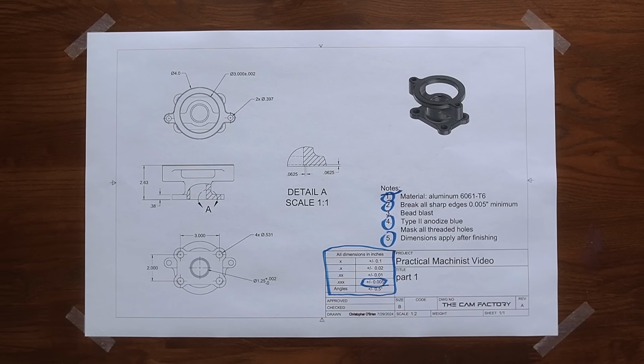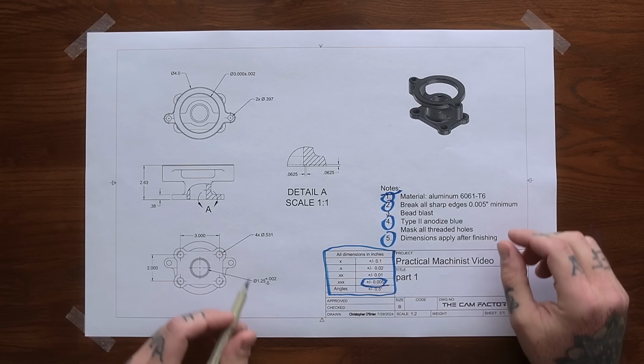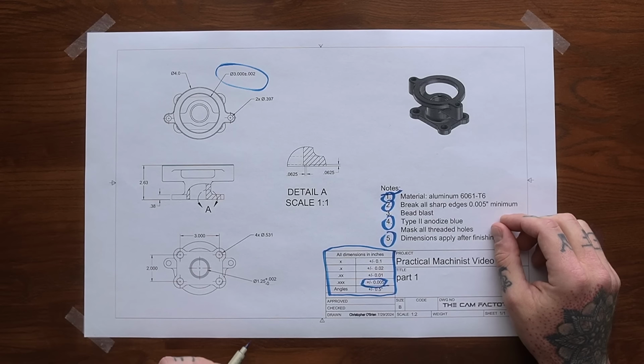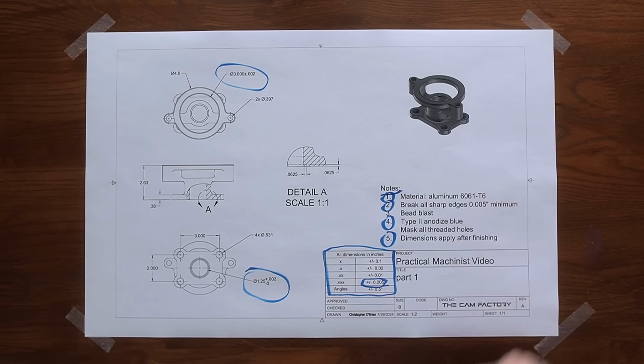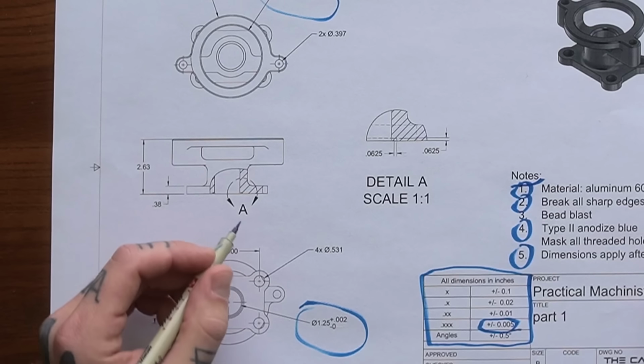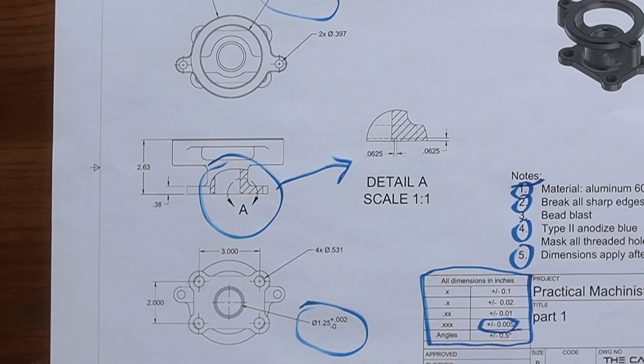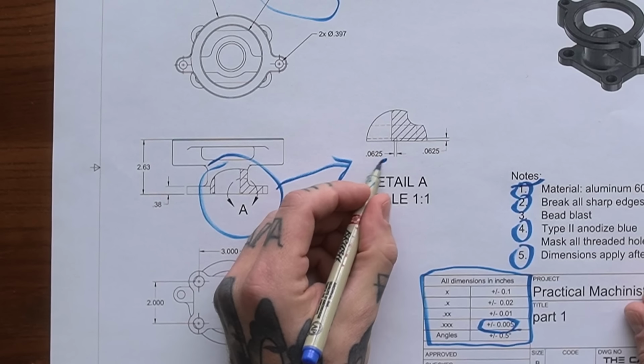What I'm looking for here is anything that will require special attention while programming, and I'll highlight them. On this part, there are only a few things that stand out. Up here we have the 3 inches plus or minus 2 thousandths. Down here we have 1 1/4 inches plus 2 thousandths minus 0. And over here there's a section view. And detail A shows us that there are 2 dimensions, but the default tolerance of plus or minus 5 thousandths will apply to them.